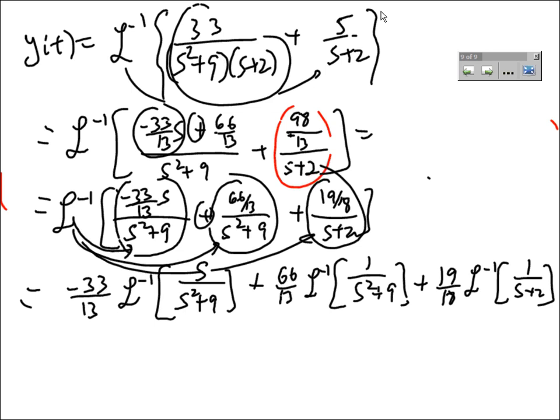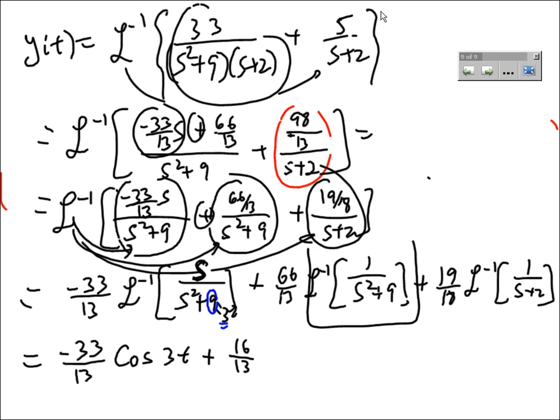Okay. Now, this first Laplace is done. Just remember that 9 is 3 squared. Since there's s on the top, s is in sign, we write cosine of kt. K is 3. K is what's being squared here, namely 3. So 33 over 13 cosine of 3t plus 16 over 13 times this.